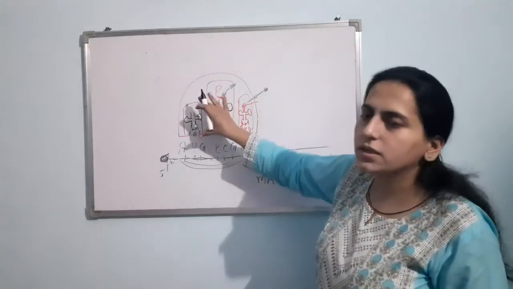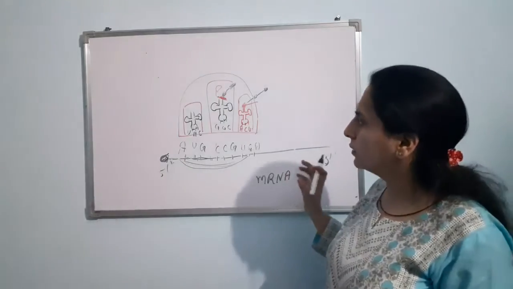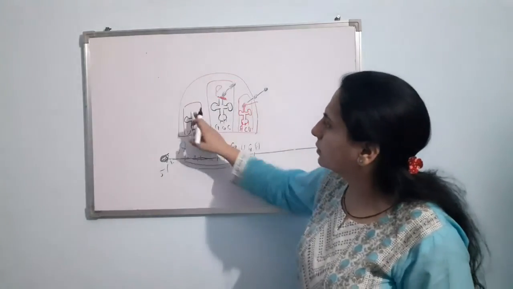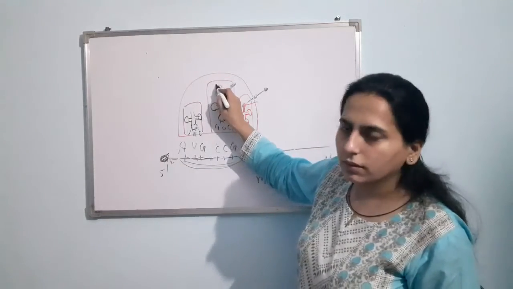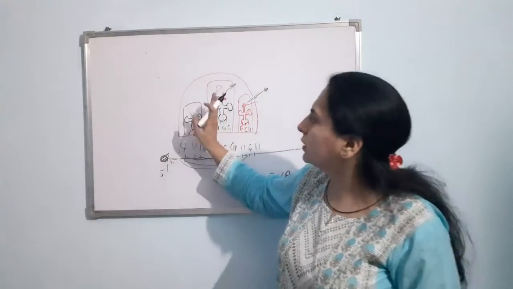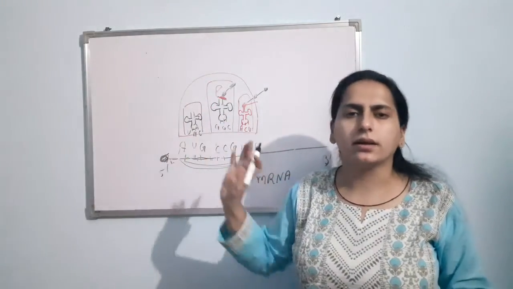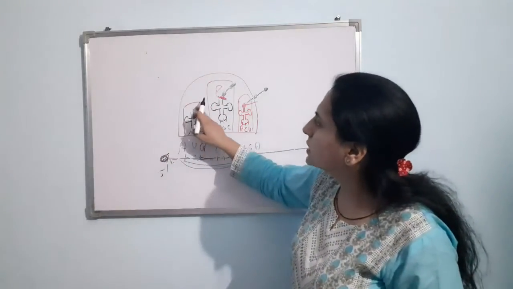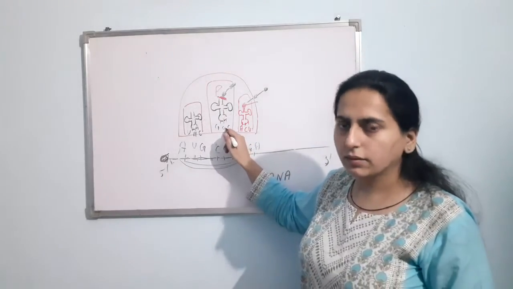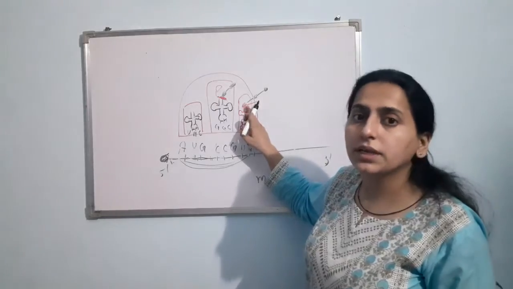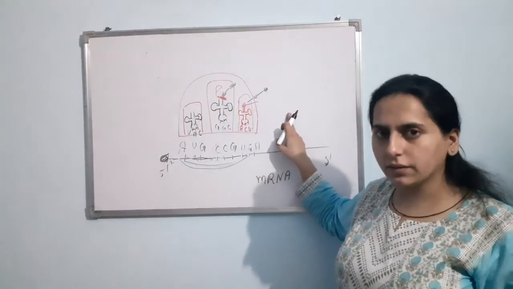Now again the larger subunit will jump. When it jumps, what will happen? Just imagine this E site comes here. It means this tRNA will go into the cytoplasm and mix with the other tRNA. Okay, now the E site will come here. Now this tRNA will be in the E site, and this will be in the P site. And the A site will be here. And now the A site will again be empty.